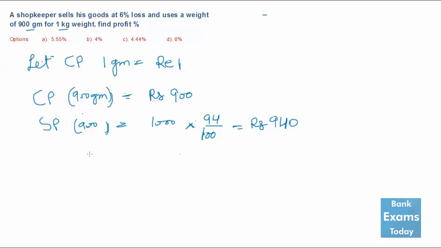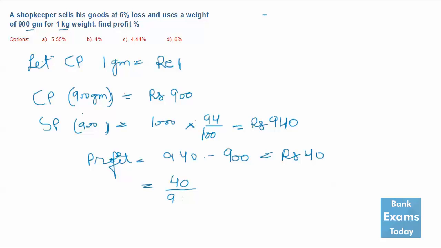So his profit is 940 minus 900. So that is rupees 40. So his profit percentage is equal to profit, that is rupees 40, divided by cost price, that is rupees 900, multiplied by 100. So that is 4.44%, and that is our answer.